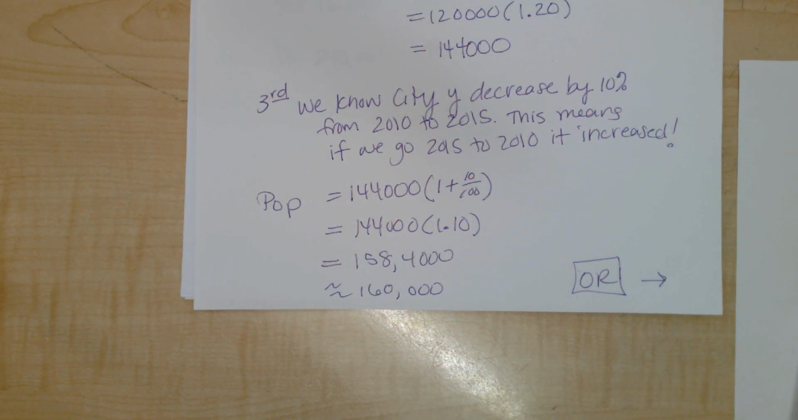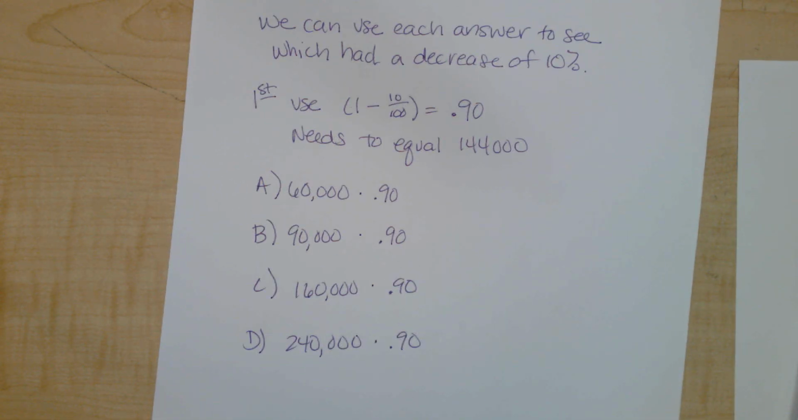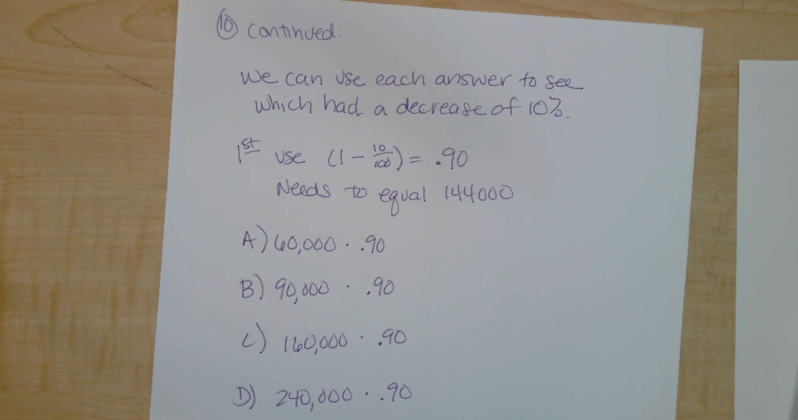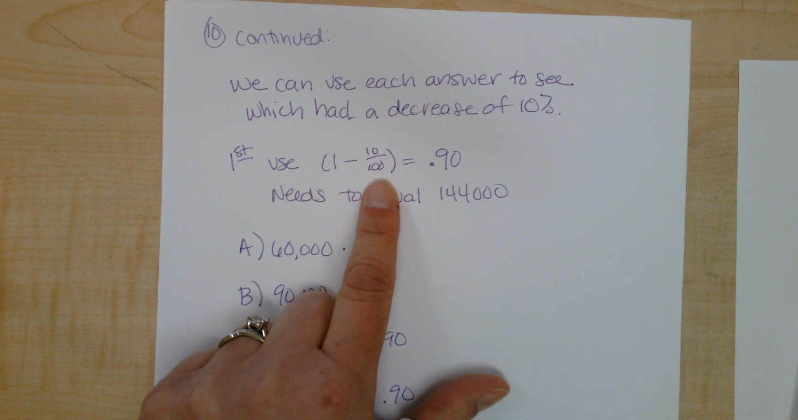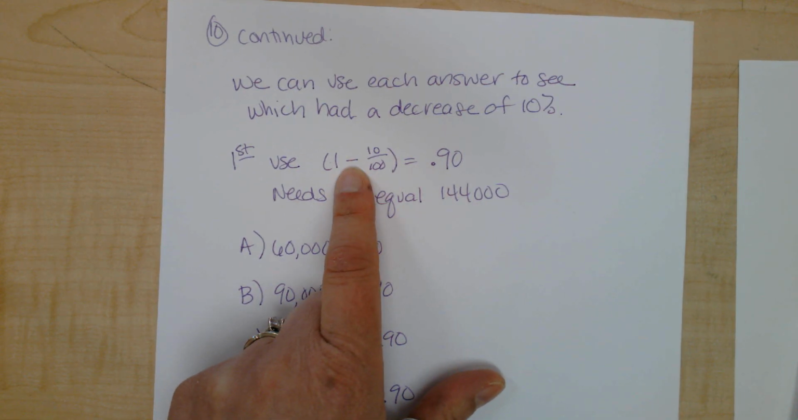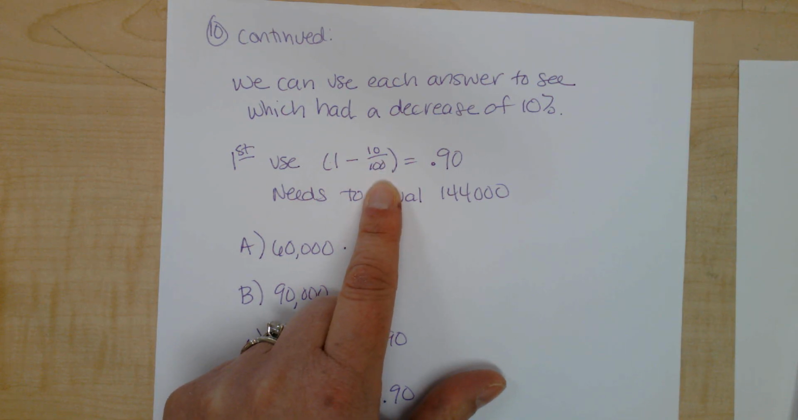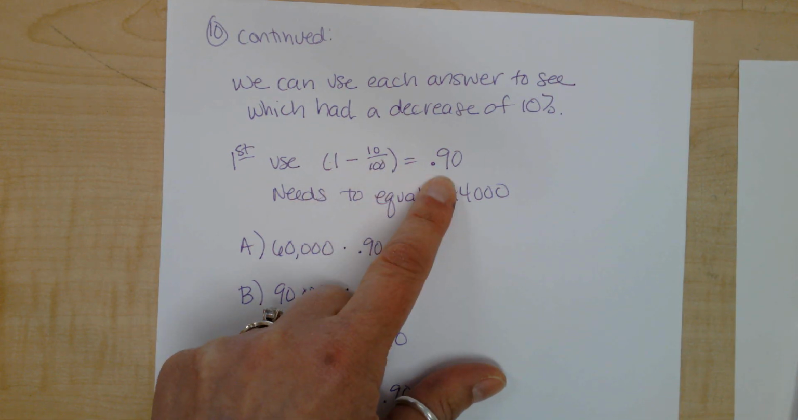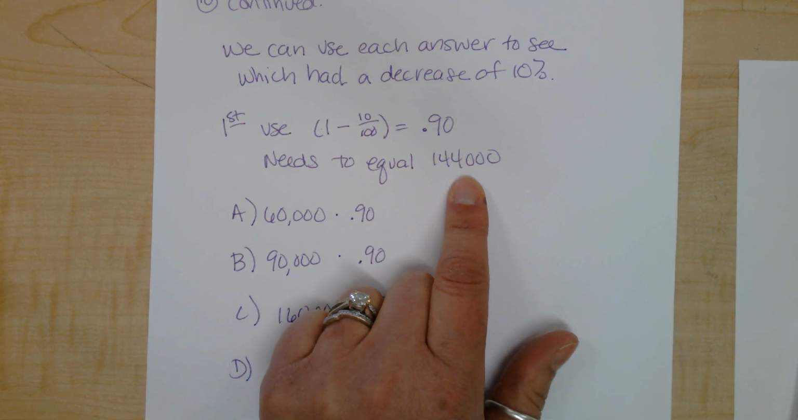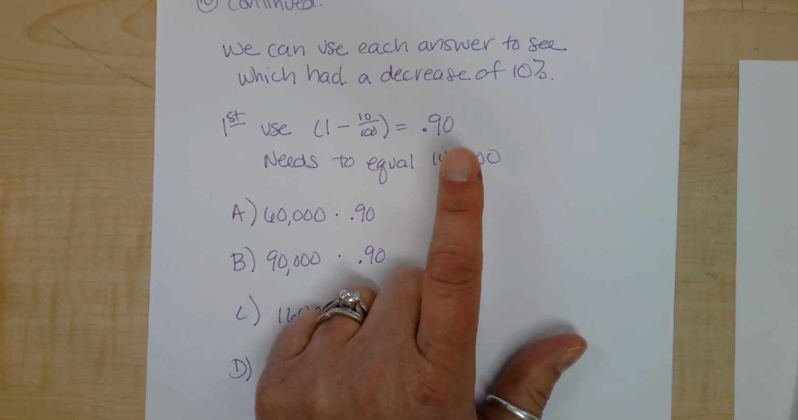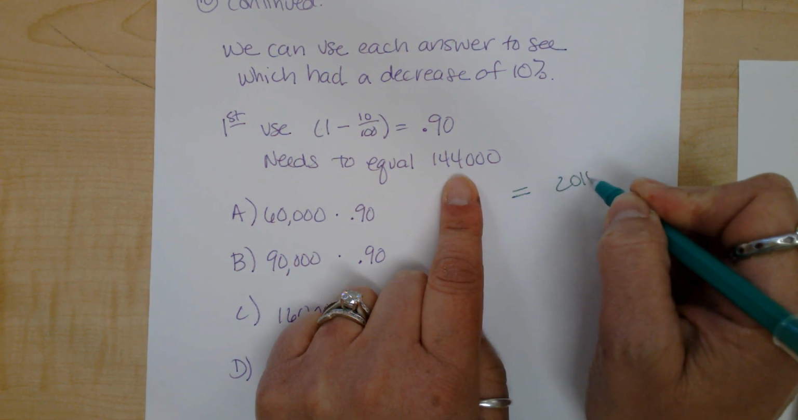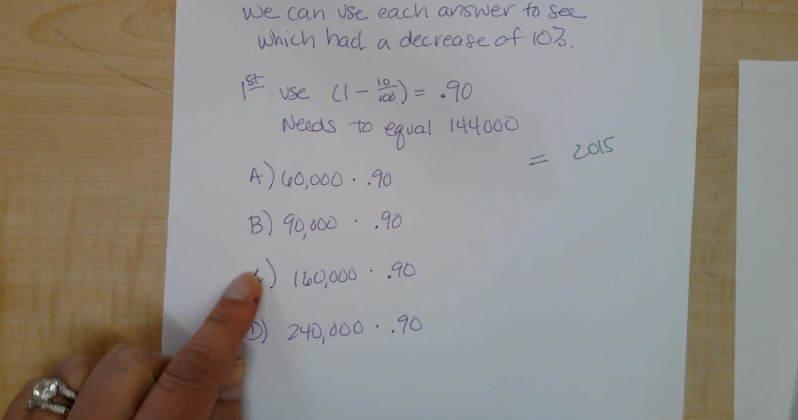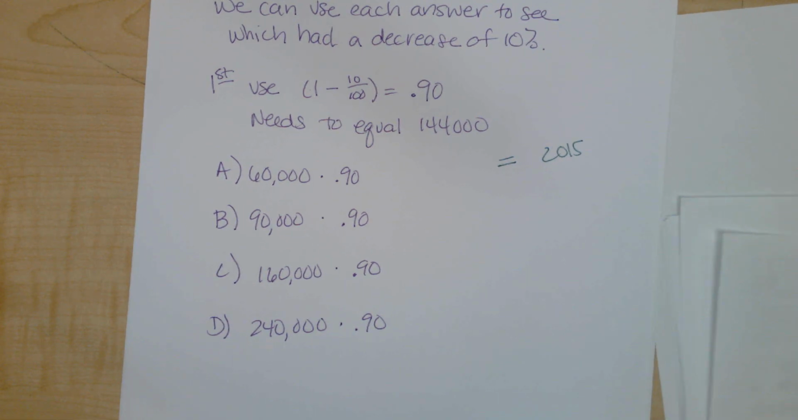160,000 was C. Now I do have an or, so let's look at the or. Flip it, continued. We can use each answer to see which had a decrease of 10%. Oh, that's a little easier. So we're going to need to use 0.90. That's from here. We took the 10% out of a percent by dividing it, 1 minus, because decrease, and we have 0.9. So we needed this number still. We needed how many there were in 2015 because this was the equal number in 2015, so we still need this. So we could go through and see using our calculator which one.